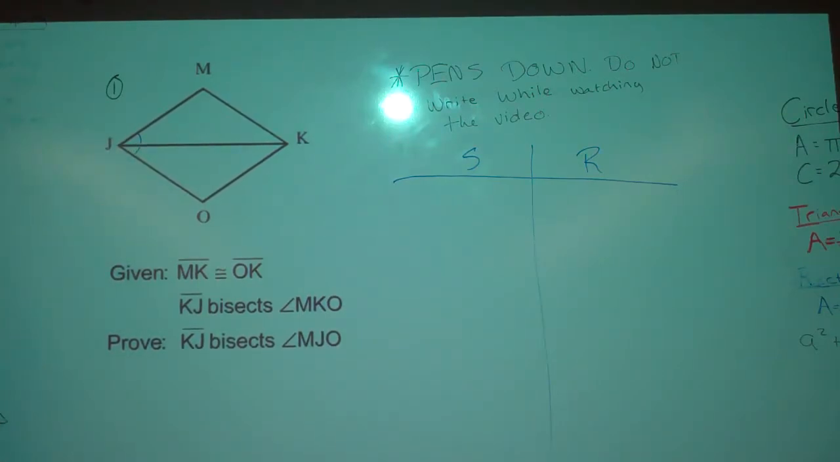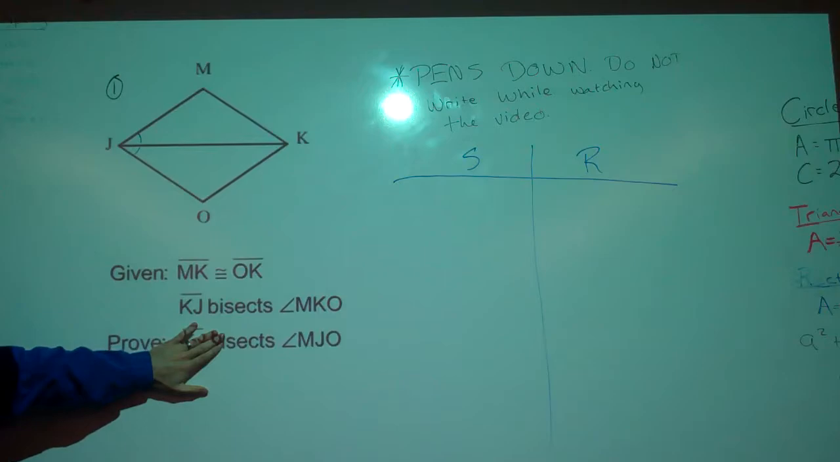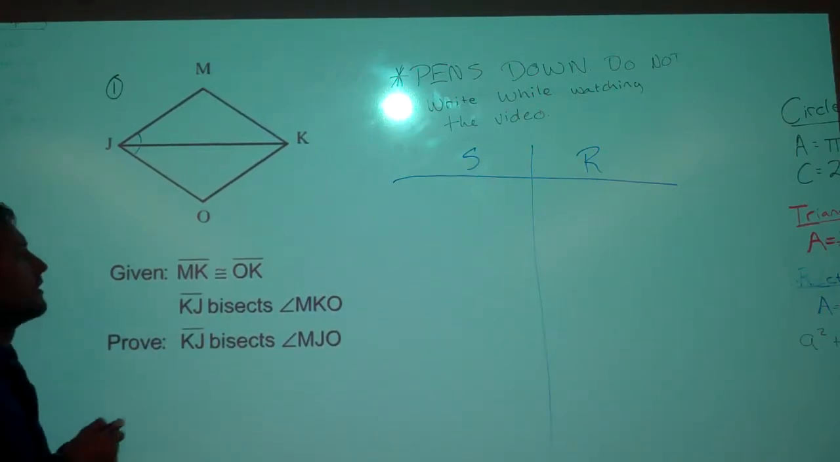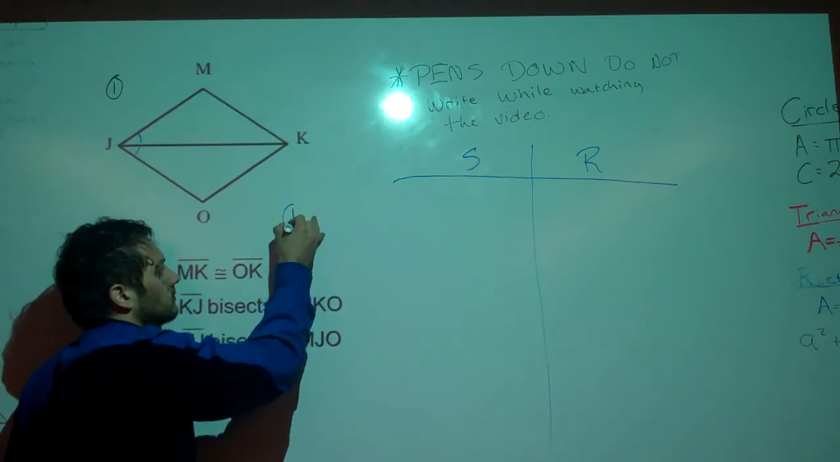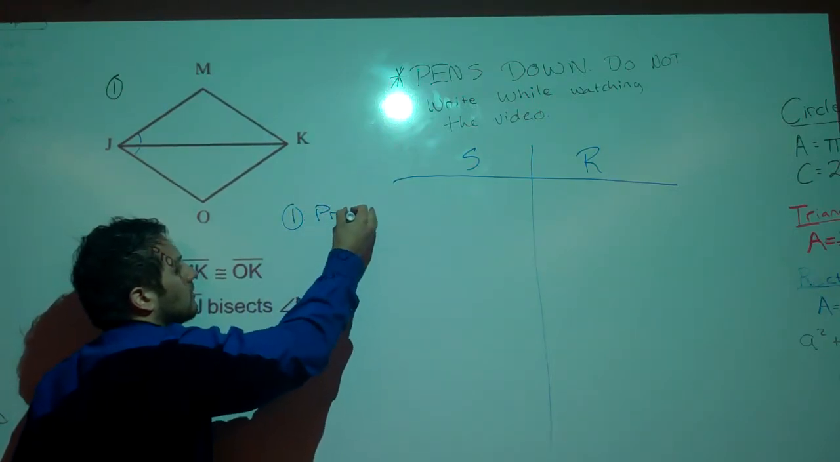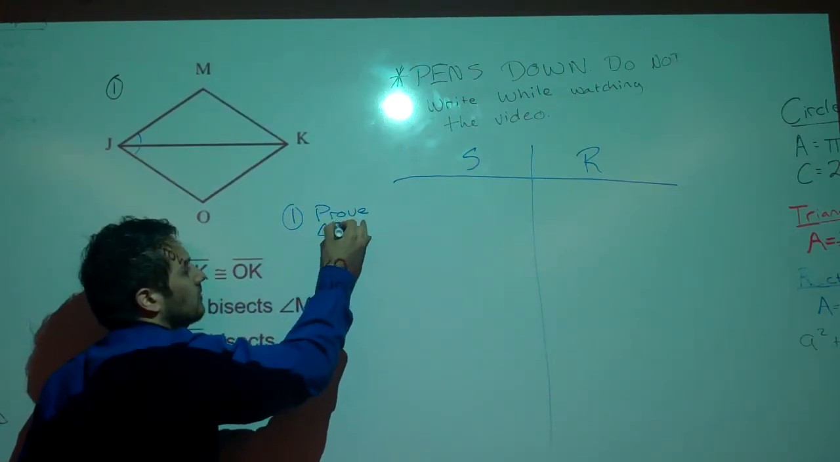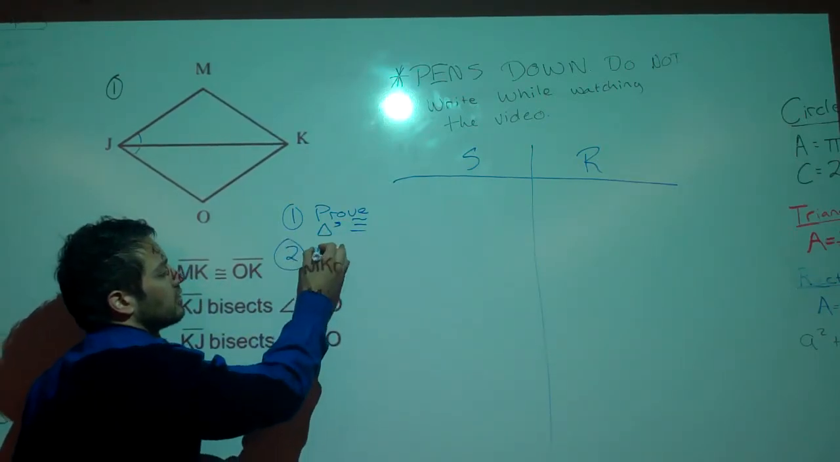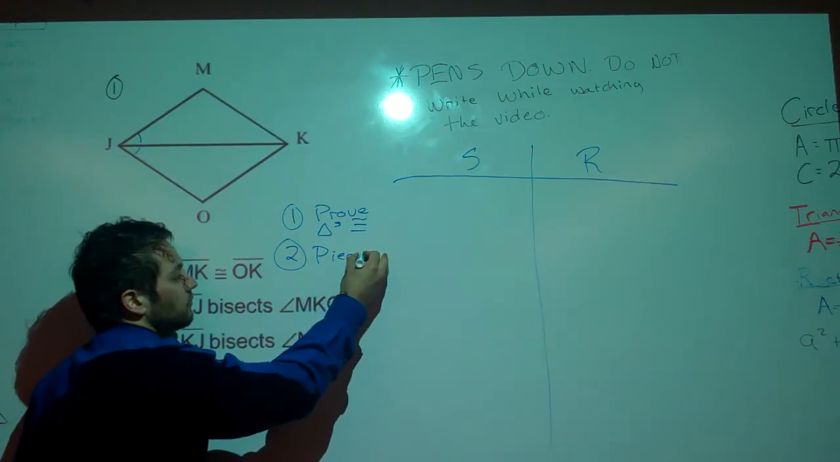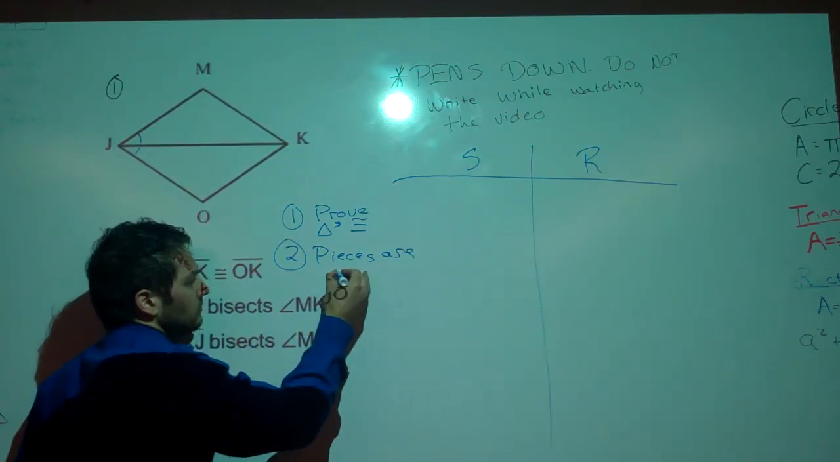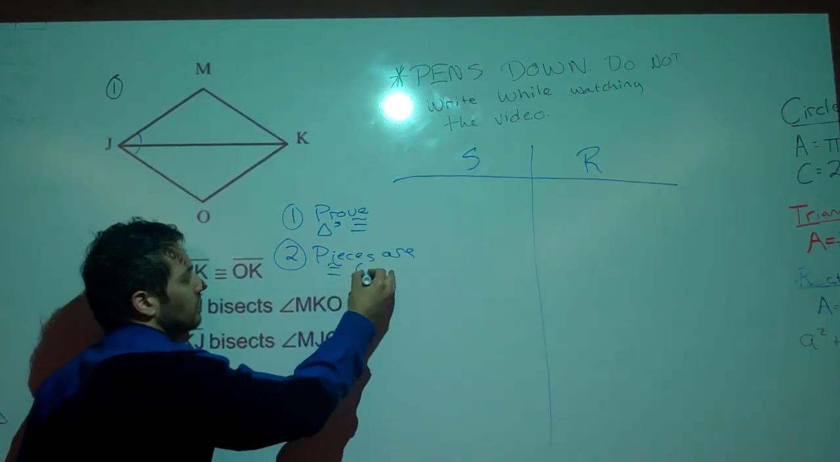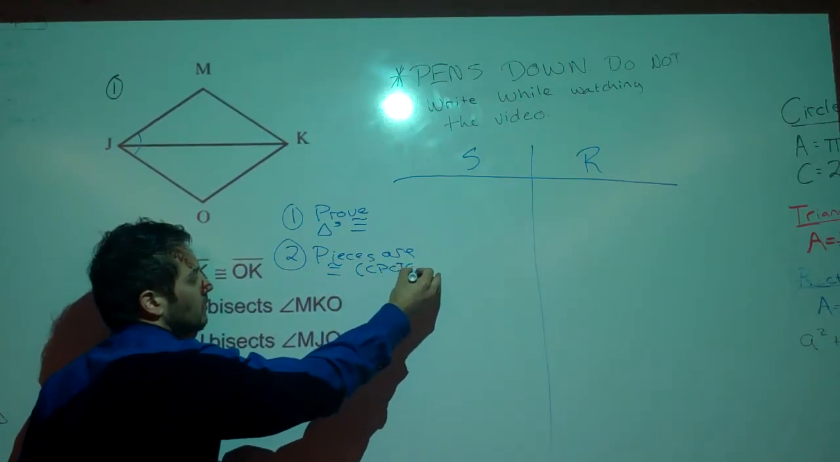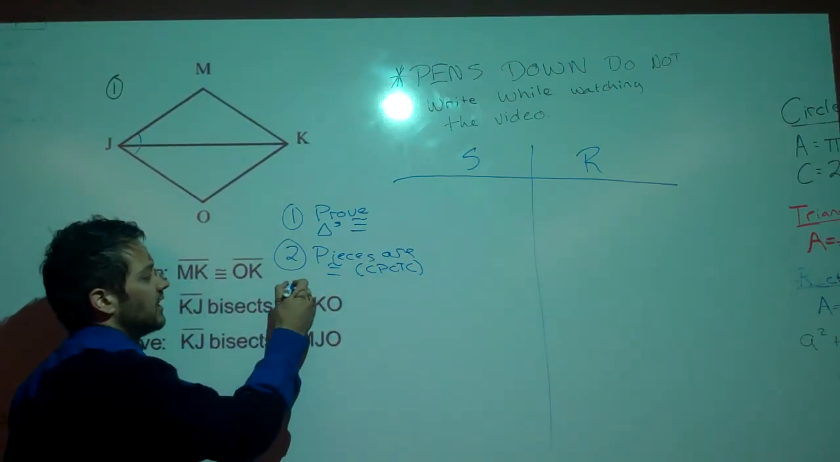In order to show that this happens, my steps are going to be first, to prove the triangles are congruent. Then I will say that the pieces are congruent by CPCTC. And then I can end with my statement.